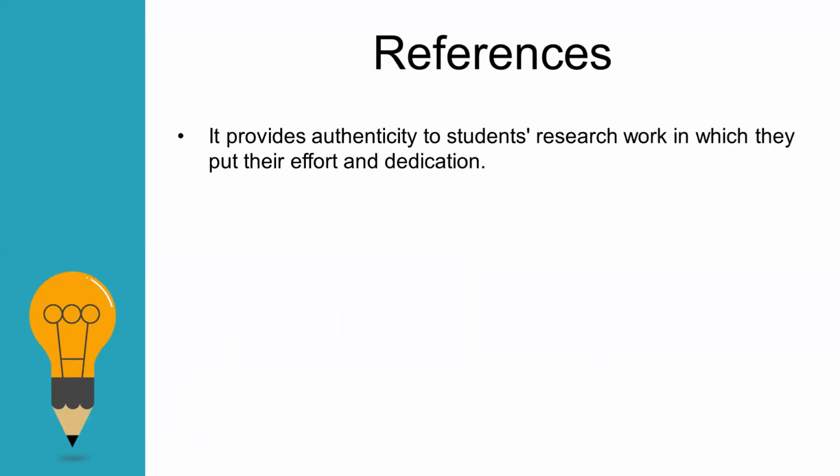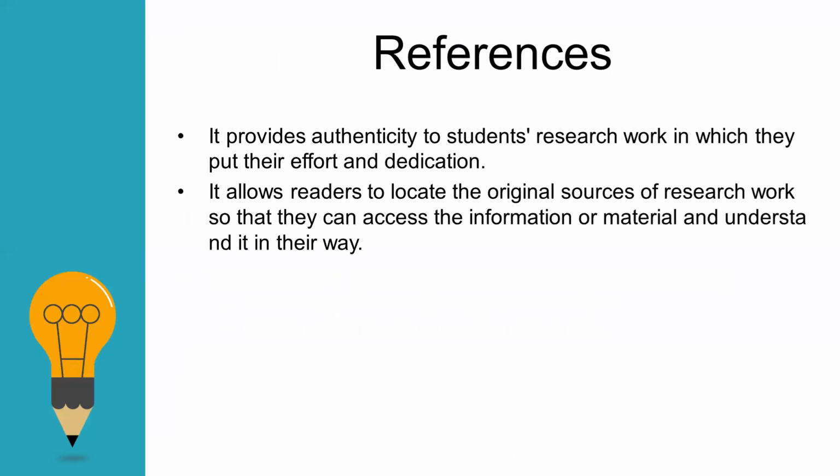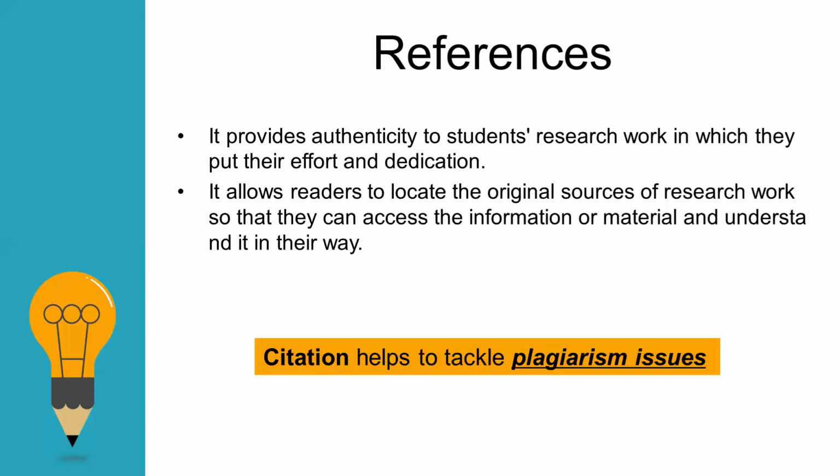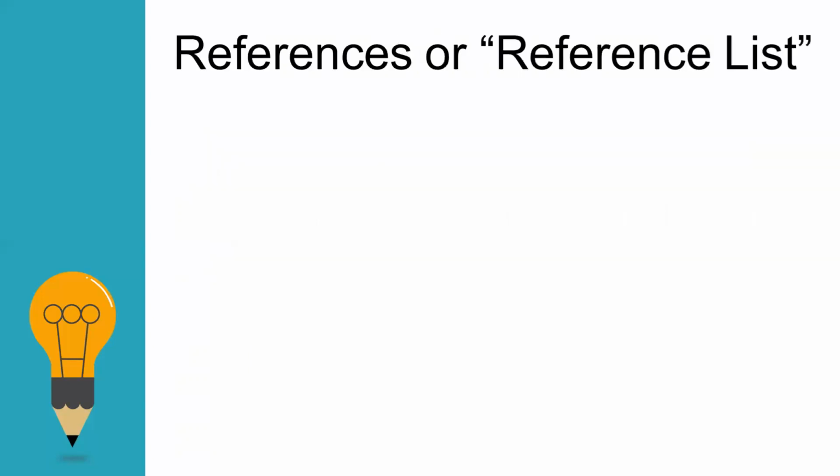What is references? It provides authenticity to students' research work in which they put their effort and dedication. It allows readers to locate the original sources of research work so that they can access the information or material and understand it in their way. So, citation helps to tackle plagiarism issues as well. If you are citing someone's work, it will help you to prevent plagiarism.